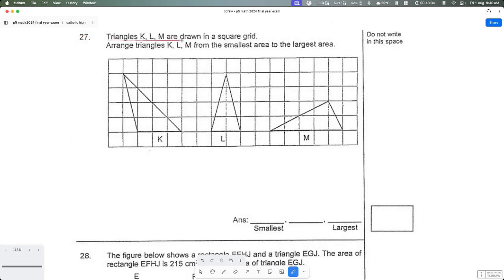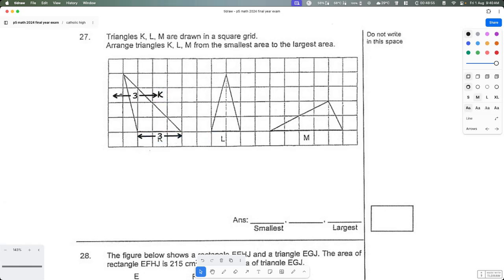So triangles K, L, M are drawn in a square grid. Arrange triangles K, L, M from the smallest area to the largest area. So what we're going to do is calculate the base and height. I'm going to put a K at the top as well, so at least you know which one is which. The base over here is 3, and the height over here is 4.